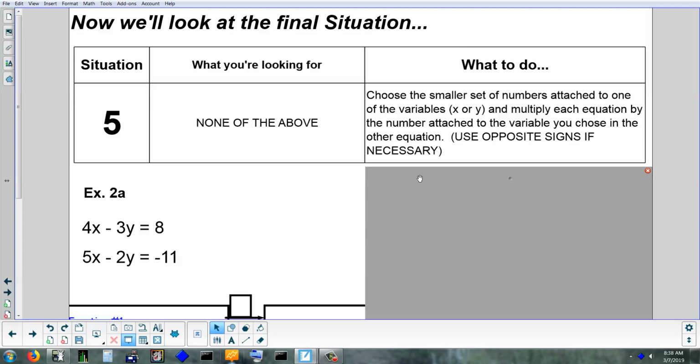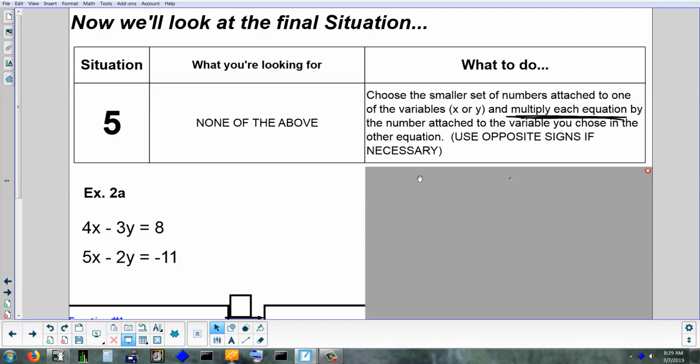That's why my suggestion would be to choose the smaller pair, and then use the opposite sign if necessary. So, really important thing: we're multiplying each equation. This is the only situation where we have to multiply in both.